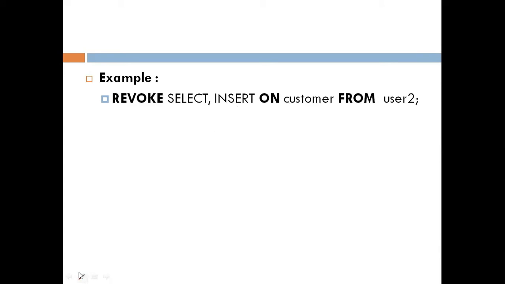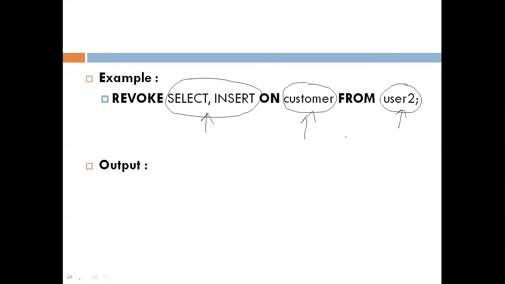Here select and insert both are the permissions which we are taking back from the user. Customer is my table name, while user 2 is a user. So here the owner of table customer takes the select and insert privileges from user 2. By this way we can deny the permissions to any user. Whenever we execute this statement, it displays an output like this: revoke succeeded. So by this way, we can use a revoke command.